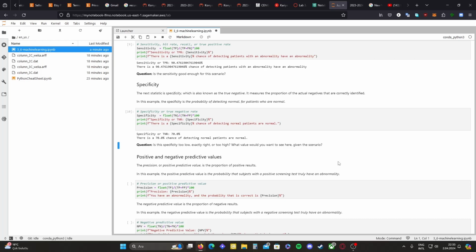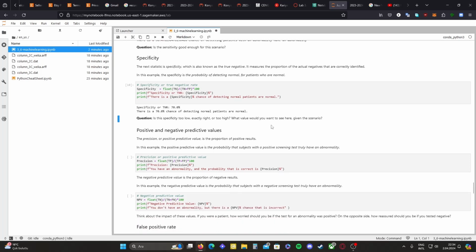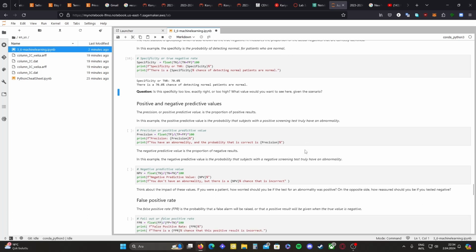Is this specificity too low, exactly right, or too high? What value would you want to see here given the scenario? I think we could improve this percentage too, since this is the probability of detecting normal for patients who are normal. And positive and negative predictive values.